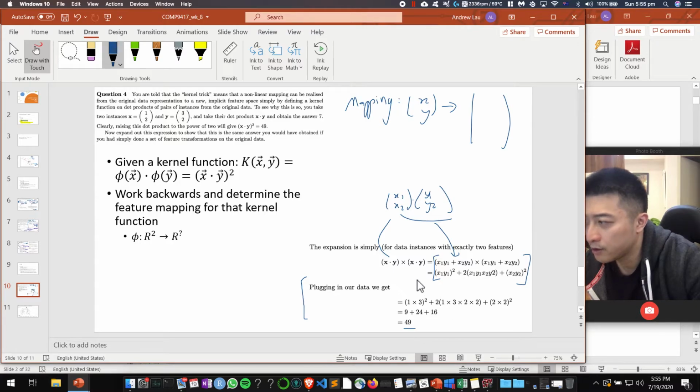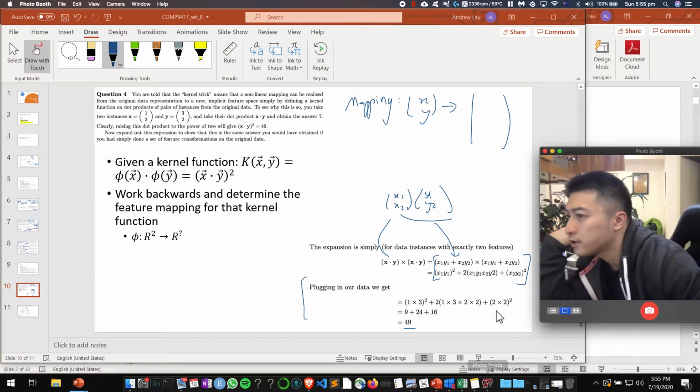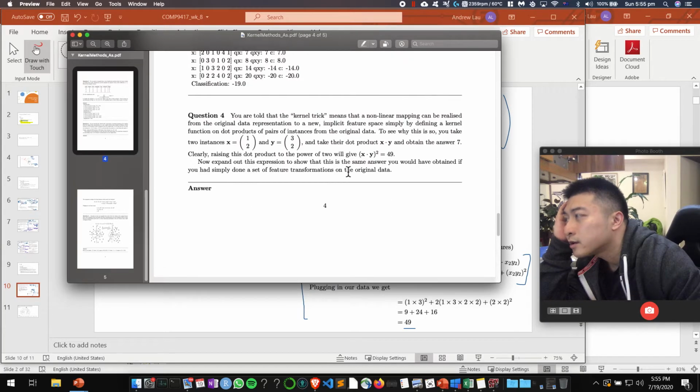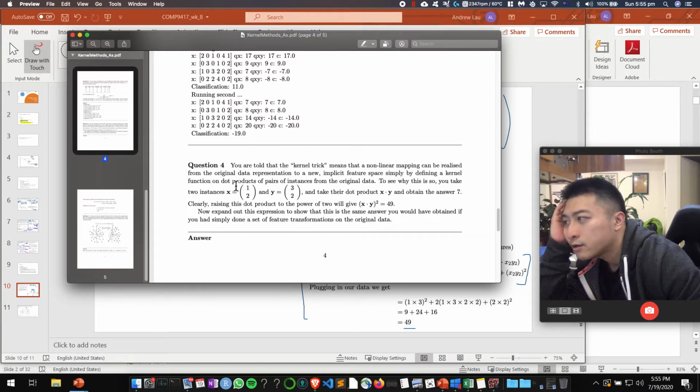So we're given the kernel function, which is this one here, x dot y squared, and that's equivalent to some mapping, which looks like this. Have I interpreted this correctly? What is happening here? The kernel trick means it only... Let me change this question. So you take 2 and take the dot product to obtain answer 7.